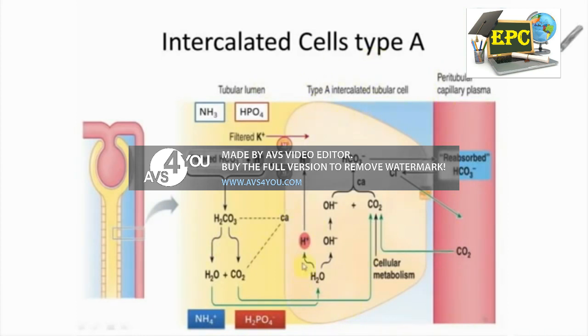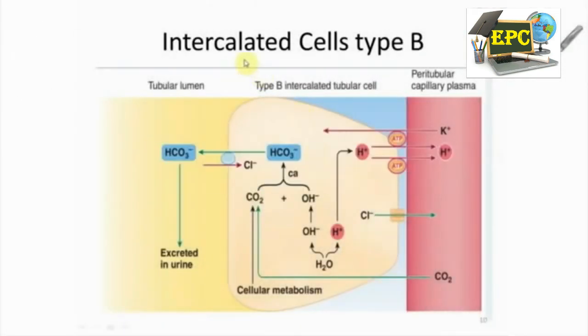Now, let's say this mechanism over here is not working. This is going to give us a disease called renal tubular acidosis, but this time it's type 1. Remember that. Now, the other type was intercalated cells type B. As you can see, here's the same mechanism. However, the bicarb and the hydrogen go the other way around. The bicarb is leaving into the urine, and the hydrogen ions are going to the blood.